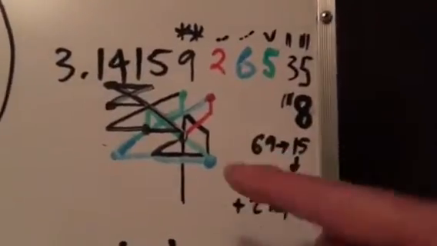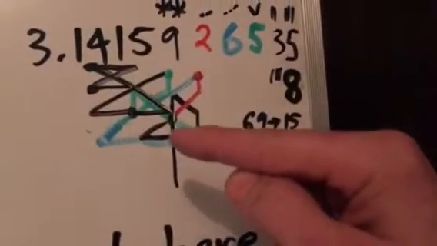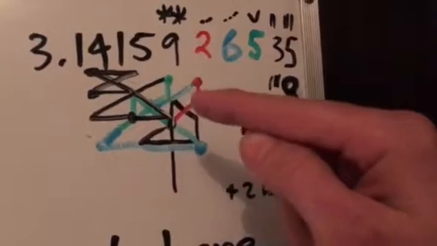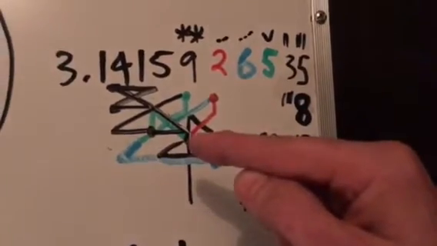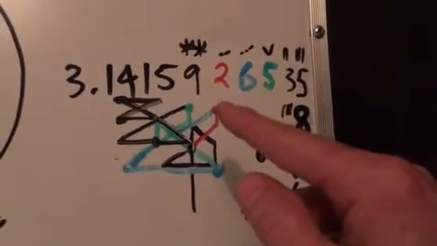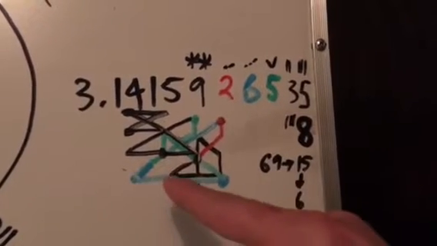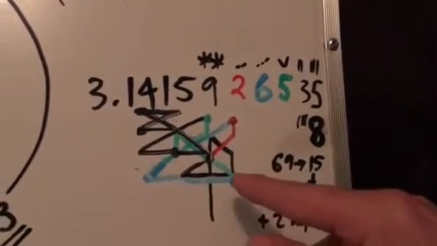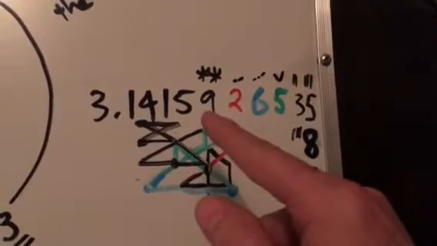Okay? So basically what I showed you is when you leave here, you're going to go 1, 2, 3, 4, 5, 6, 7, 8, 9. Okay, that dot. And your 2 is going to be your 1, 2. And your 6 is going to be your 1, 2, 3, 4, 5, 6. And your 5 is going to be your 1, 2, 3, 4, 5.